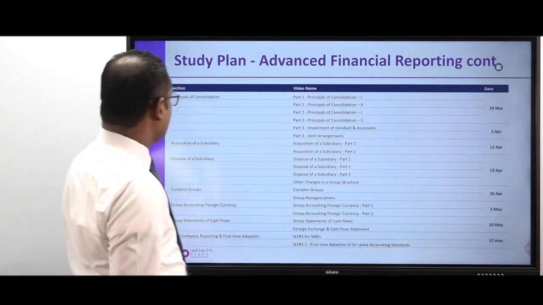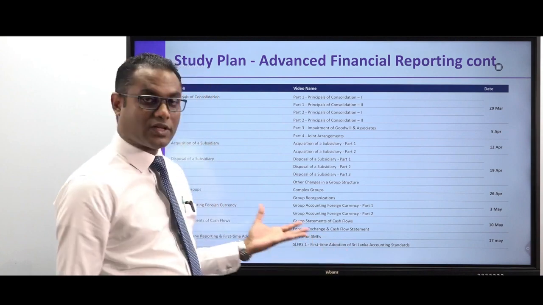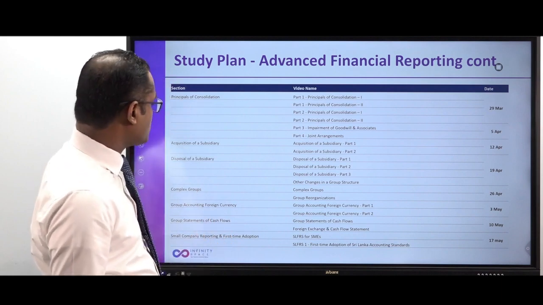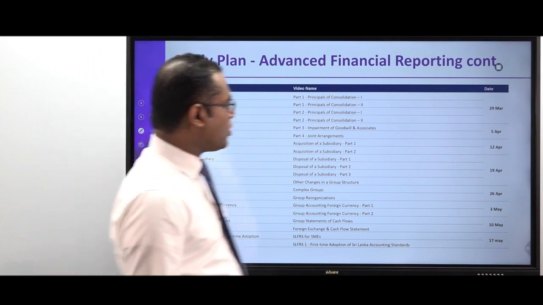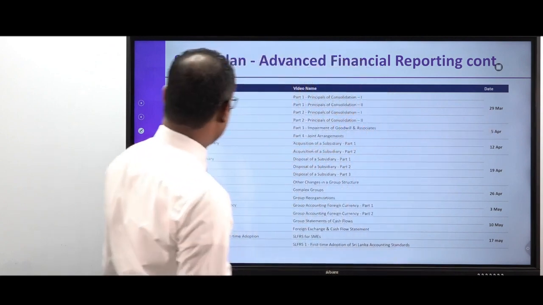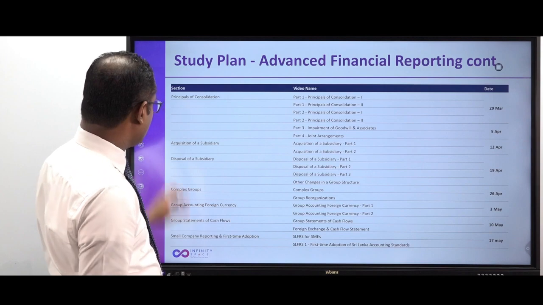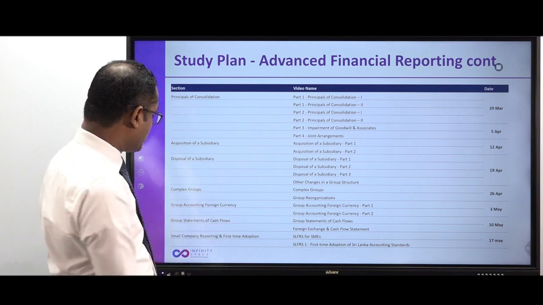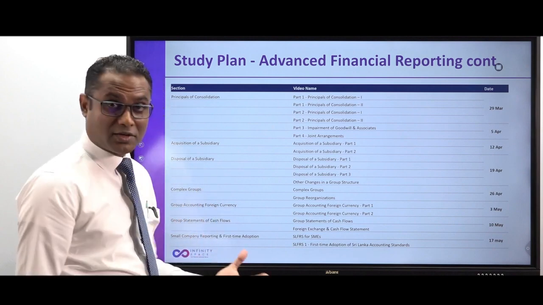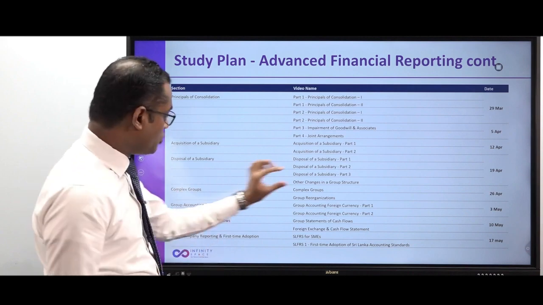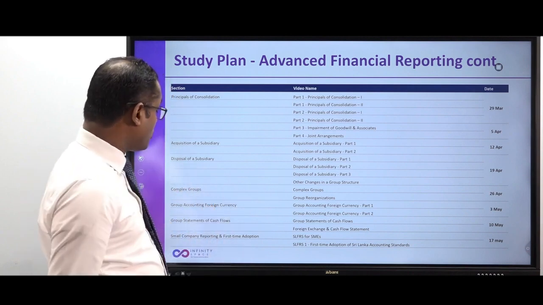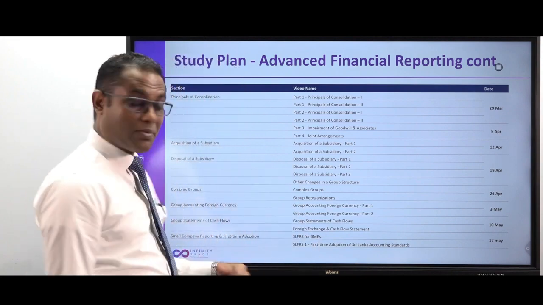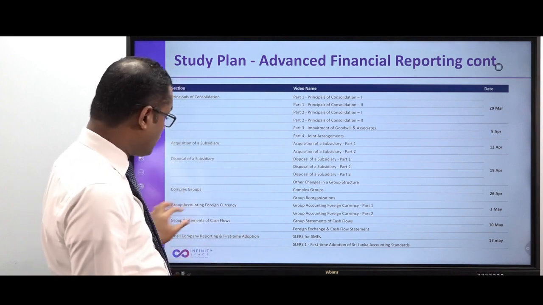Then I move into the other important area of financial reporting, consolidation and group accounts, starting from principles of consolidation. The upload starts from 29th of March, and thereafter, similar to the accounting standards, each week a section of consolidation would be uploaded into the LMS. So acquisition of subsidiary, disposal of subsidiary, and complex groups like vertical groups, D-shaped groups and mixed groups would be covered under the complex groups. Then group accounting for foreign currency, how to consolidate the financial statements of a foreign subsidiary. Group statement of cash flow, how to prepare the consolidated cash flow, would be discussed.